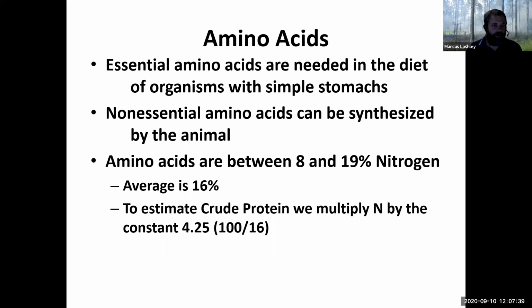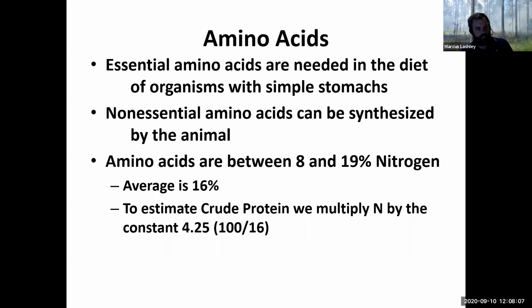The essential amino acids are really important, and they're normally needed in animals that have a pretty simple stomach. Something like a white-tailed deer that has a really complex stomach, and other herbivores, might not have as many of these essential amino acids, but for us and a lot of other mammals, we do have essential amino acids.